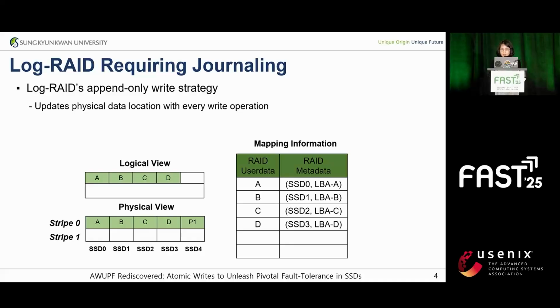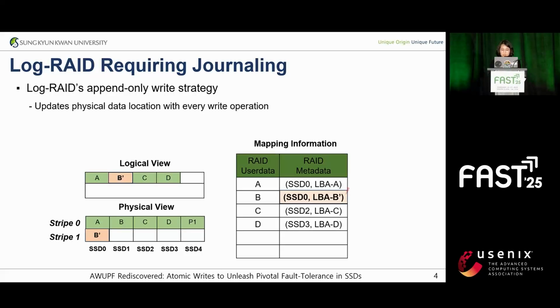For example, let's say data A, B, C, and D are already stored and their locations are recorded in the mapping table. If B is updated to B prime, log RAID writes B prime to the next available location on the SSD instead of overwriting the existing B. Since the location of B has changed, the mapping table must also be updated accordingly, like this.